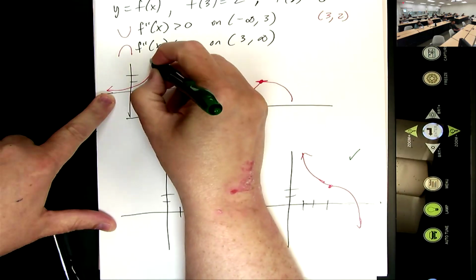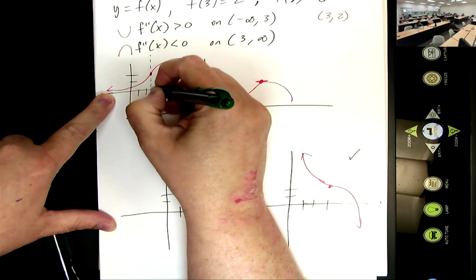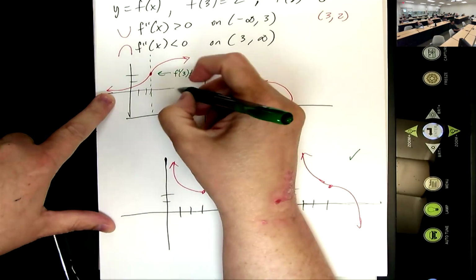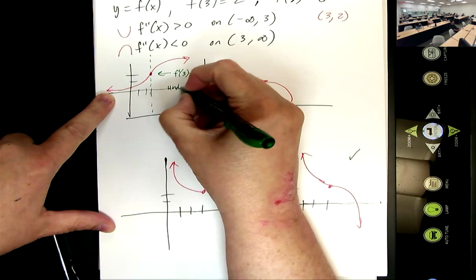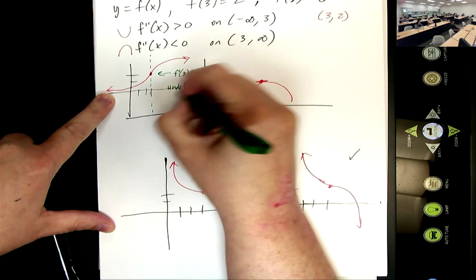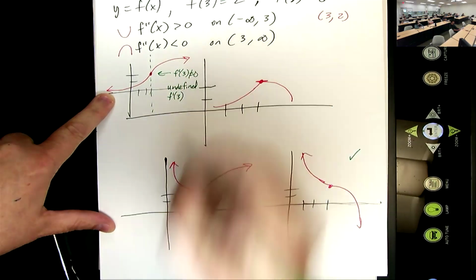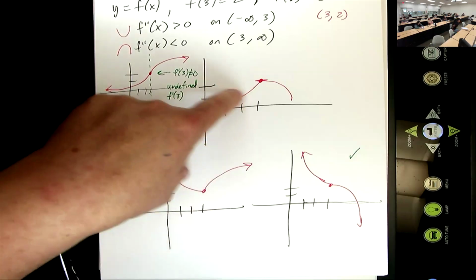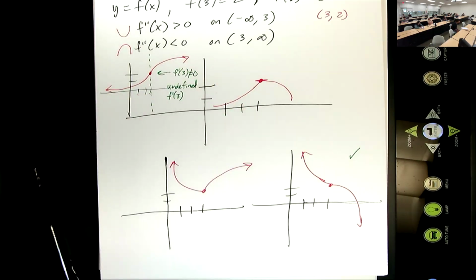In fact, it's not an asymptote, but it's got an undefined slope at f prime of 3 there. It's got a vertical tangent line right there. What's wrong with these two? What's wrong with this one?